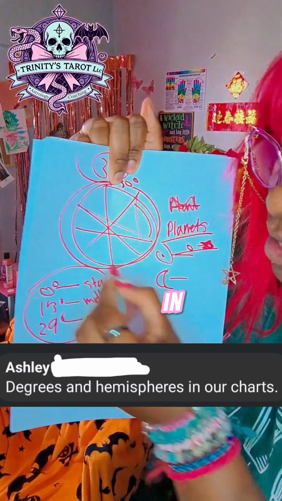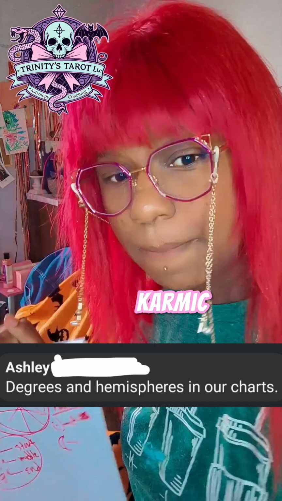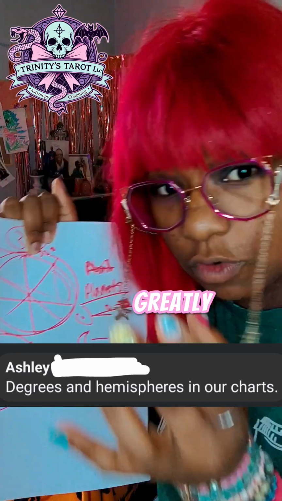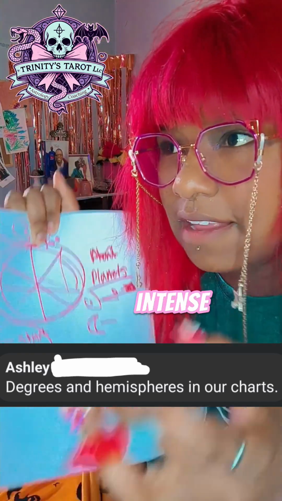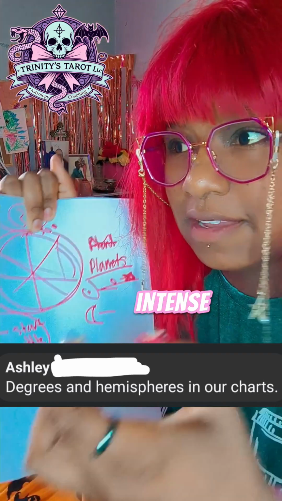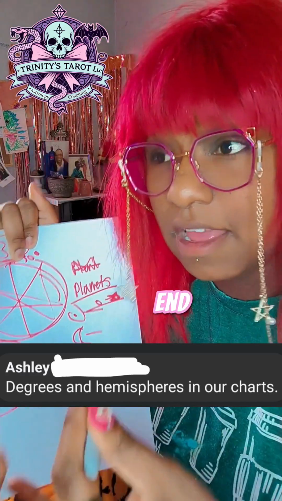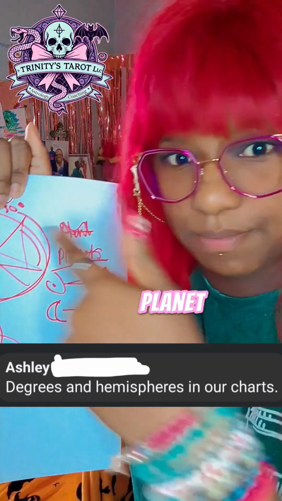Planets that are in any of these particular degrees, we consider karmic because the lessons at either the beginning, middle, or end are greatly intensified. So you're either having intense beginnings, intense middle tension points, or very intense lessons. But 29 degrees indicates the end of that intense lesson or karmic cycle for that planet placement.